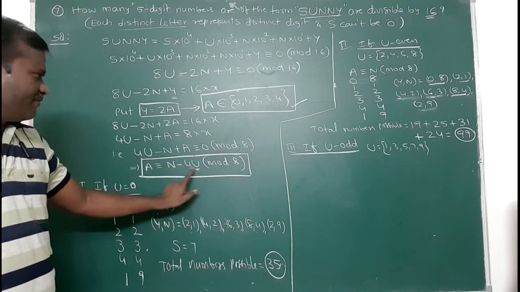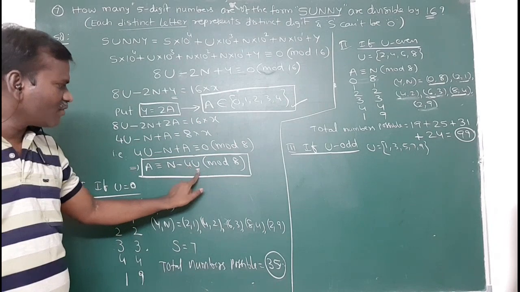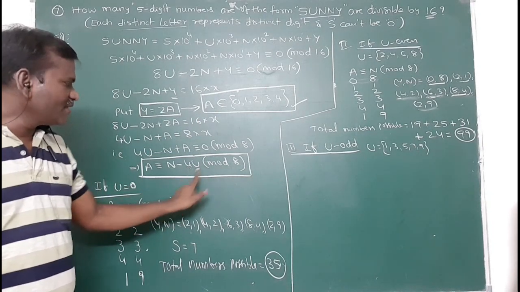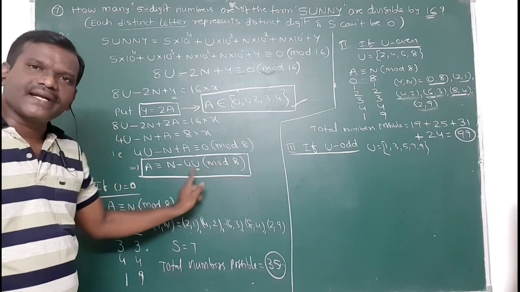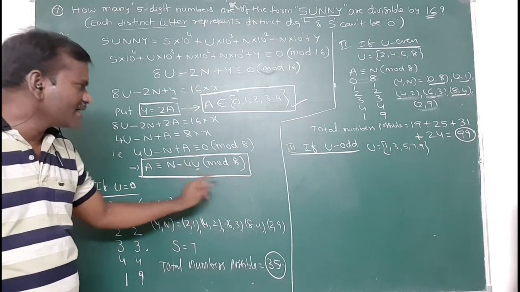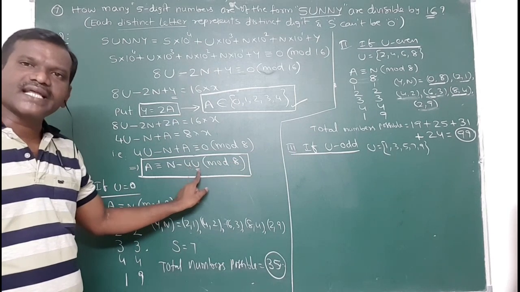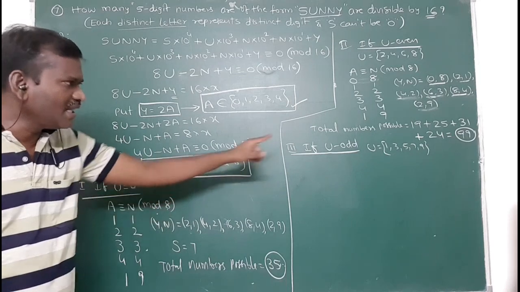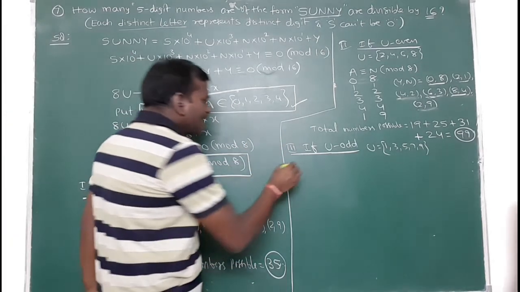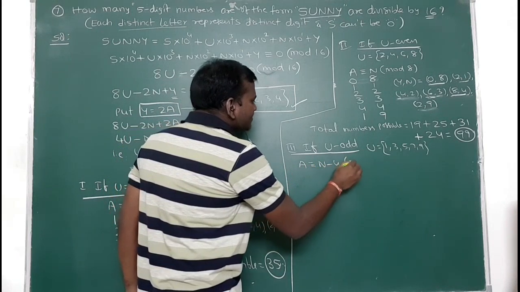See this equation. If u is equal to 1, then I am getting n: 4 1s are 4 only. If u is equal to 3, 4 3s are 12, 12 when divided by 8, remainder is 4. I am getting the 4 only here. If u is equal to 5, 4 5s are 20. Again 4 4s are 16, 4 will be the remainder. So in all the cases, we are getting a is congruent to n minus 4 mod 8.